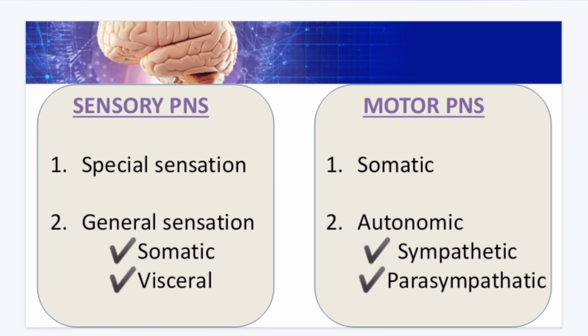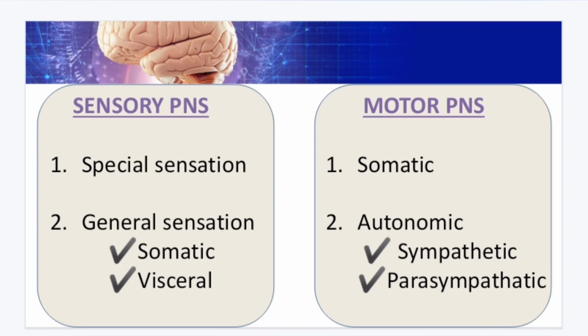In the case of motor PNS, there are two classifications, somatic motor response and autonomic motor response. In somatic motor response, voluntary motor responses are dealt with. And in autonomic motor response, involuntary motor responses happen. Under that there are two types, the sympathetic nervous system and the parasympathetic nervous system. Another classification which I didn't mention here is that based on the functions of the nervous system, it can be divided into somatic and autonomic.